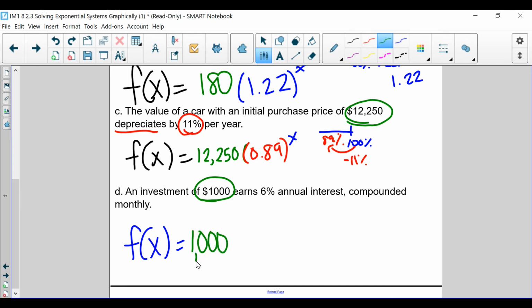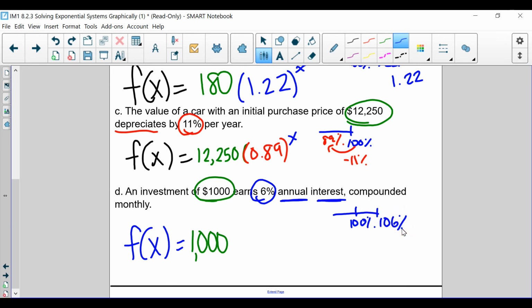But it says it earns 6% annual interest. Okay? Since it earns 6% annual interest, what we're going to need to do is we're going to know, well, 6% annual interest means it was originally at 100, but it goes up 6%. So it's now at 106%.